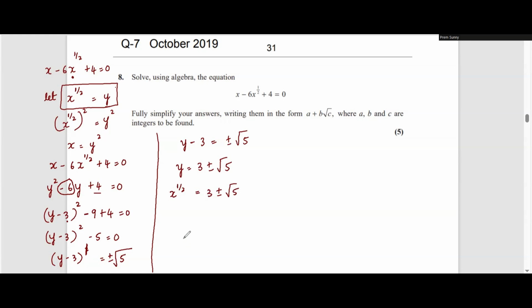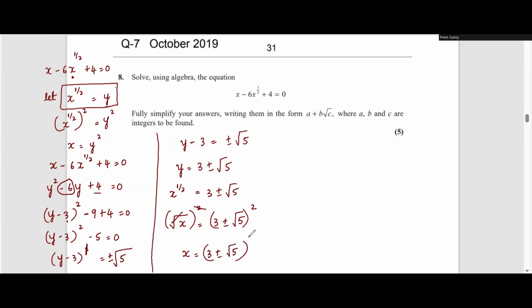Now, x to the power of 1 by 2 means we know it is root x. Root x is equal to 3 plus or minus root 5. Now, we don't need square root of x, we need x. So to remove the square root, we square both the sides. So square root and square get cancelled and we have x is equal to 3 plus or minus root 5, the whole square.